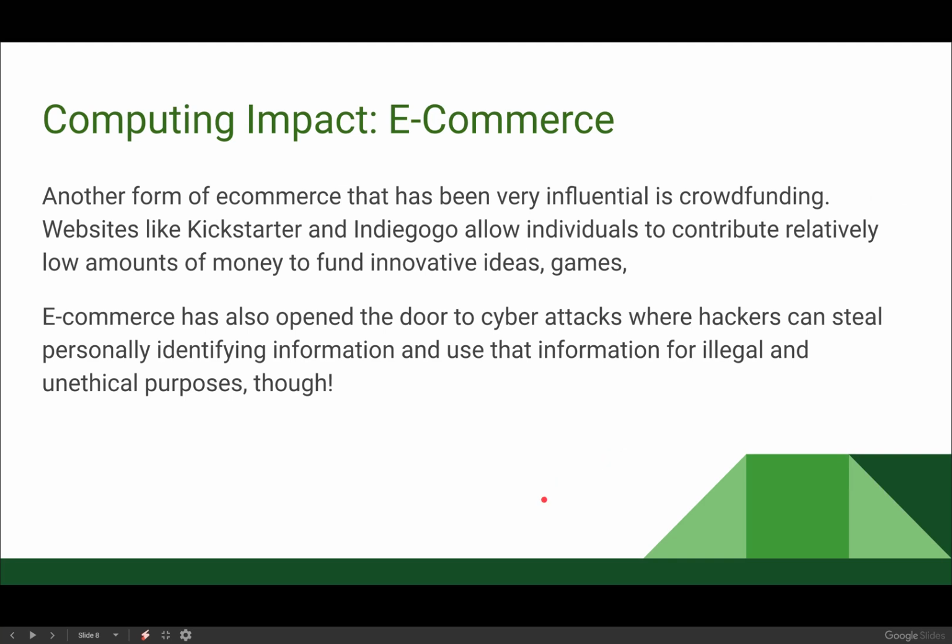And e-commerce has also opened the door to cyber attacks where hackers are able to steal personally identifying information like credit card numbers or just your email and password for a variety of different things. We're not going to learn how to do that in this class. That is not an ethical use of the tools that we have been given. And this whole lesson is about using the tools we have been given in an ethical way. So we're not going to be learning how to steal people's information because that's illegal.